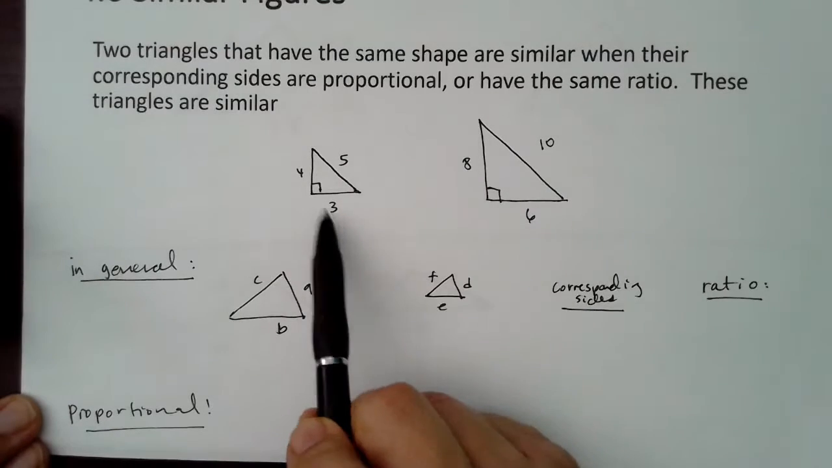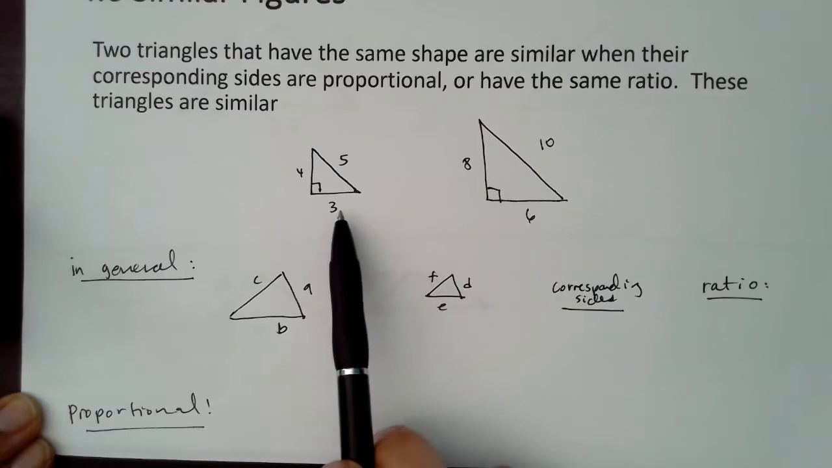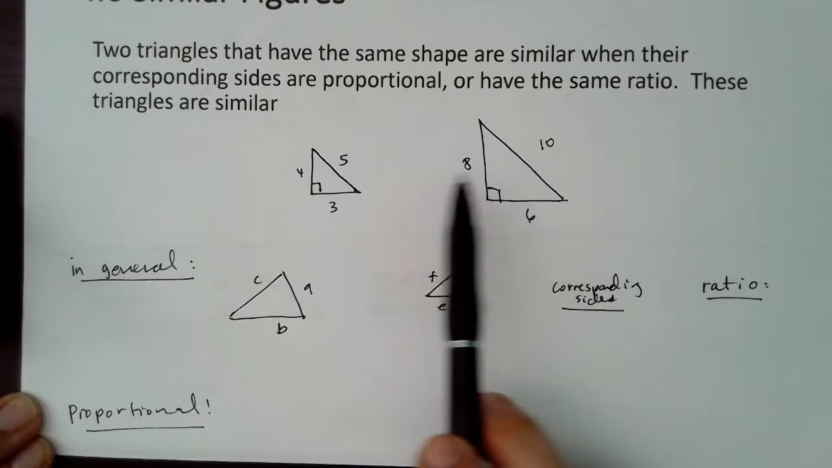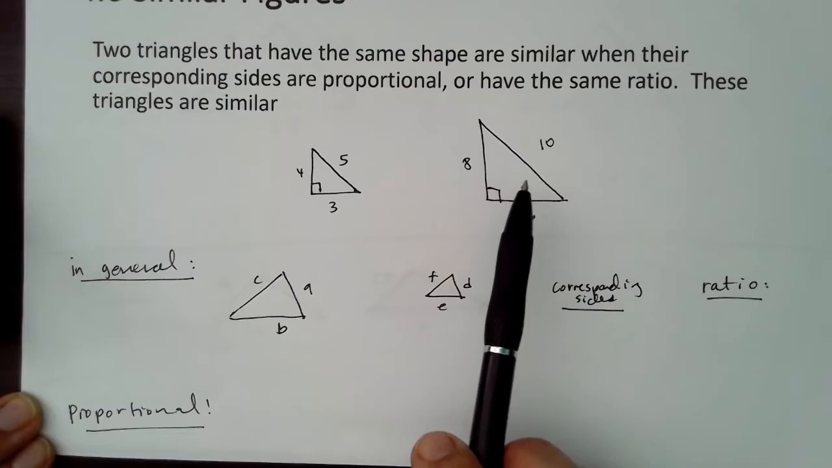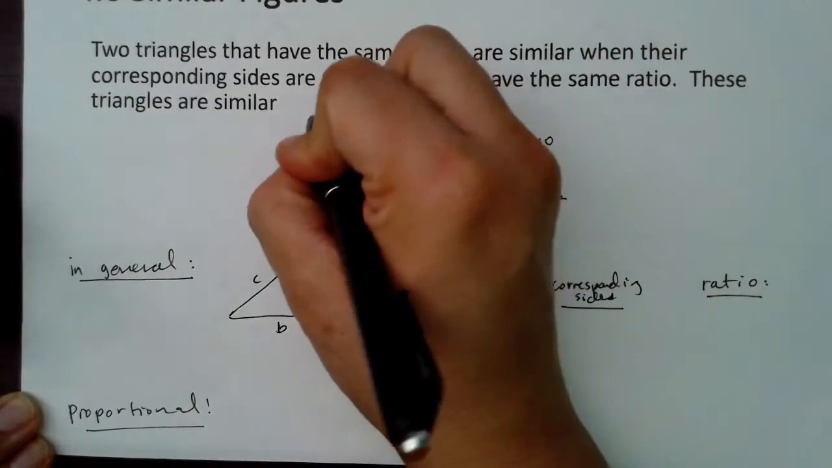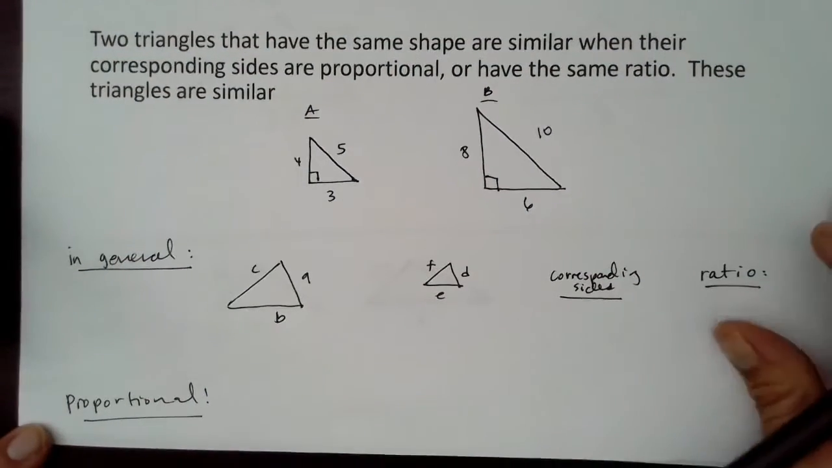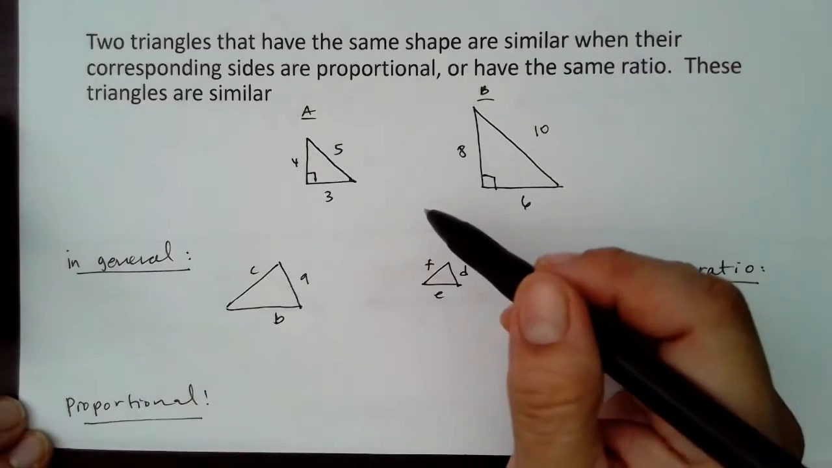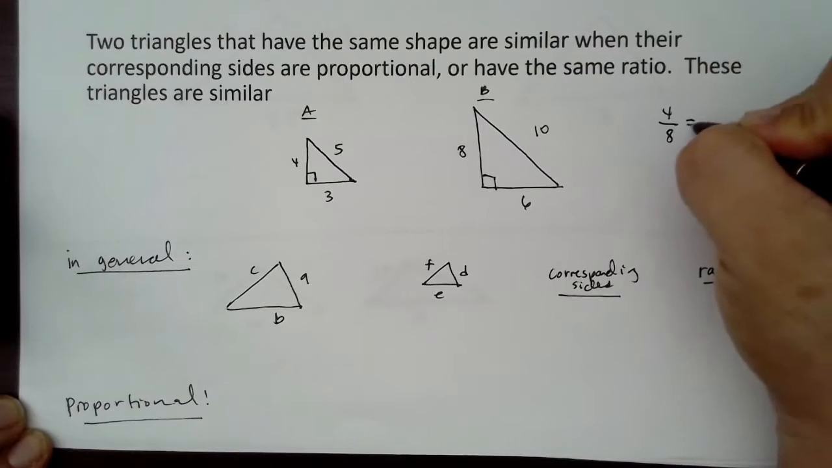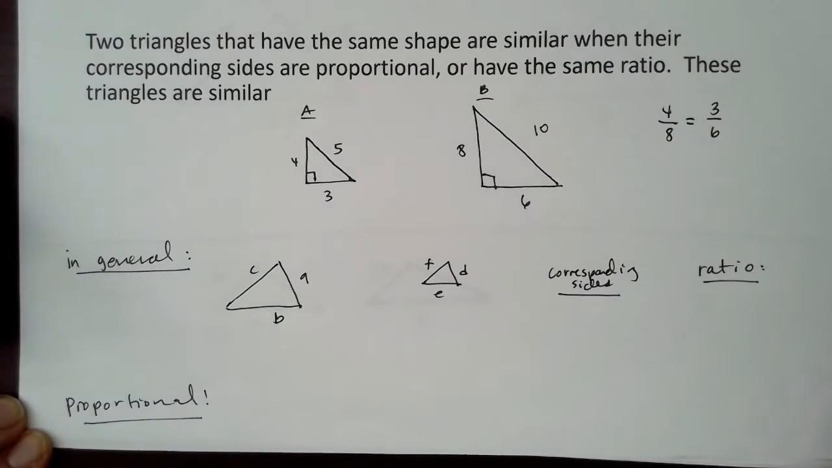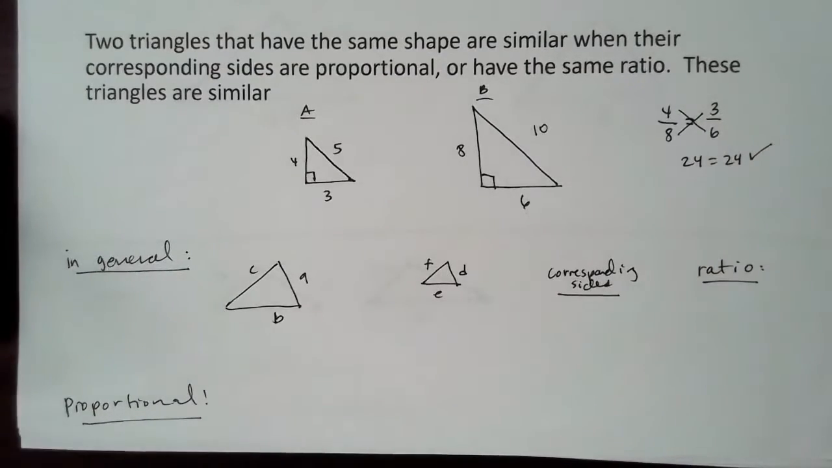So you have here 3, 4, 5, and notice the other triangle is 6, 8, 10. So it's basically twice as large as this one, or you can think of this one as half as large as the other triangle. We'll call this triangle A, triangle B. Okay, so we can set the sides up as a proportion. So you can say 4 is to 8 in the same way that 3 is to 6. Okay, and then if you wanted to check that, cross multiply, 24 equals 24, and that's correct.